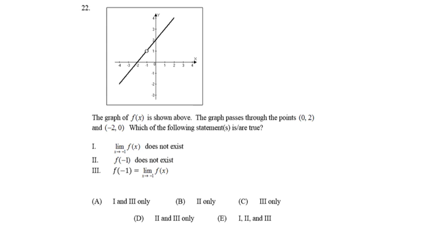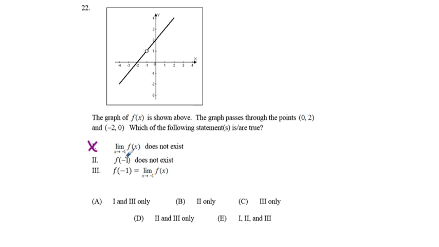Next problem, 22. The graph of f of x is shown above. The graph passes through the points (0, 2) and (-2, 0). Which of the following statements are true? The limit as x approaches -1 of f of x does not exist. Well, that's a false statement, because the limit does exist and equals 1.